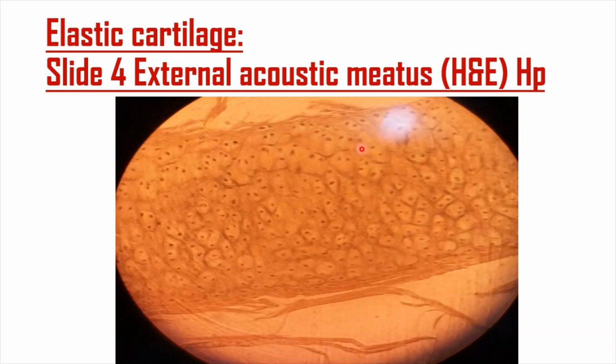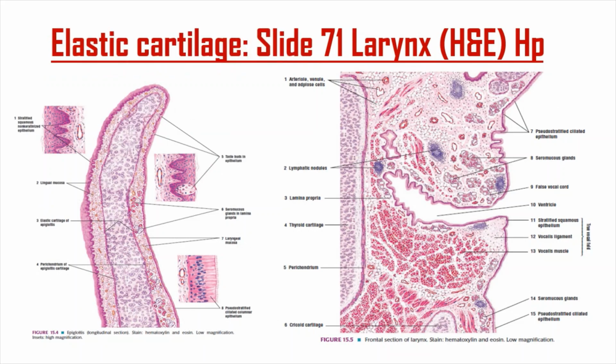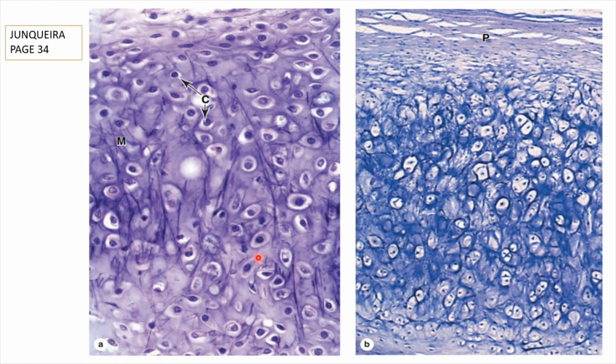This is a poorly done image. Let's look at something that is really clear. This is a clear image of elastic cartilage.